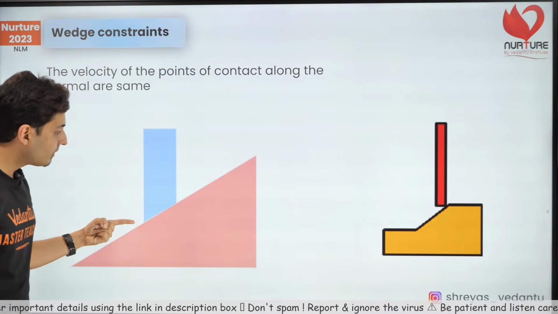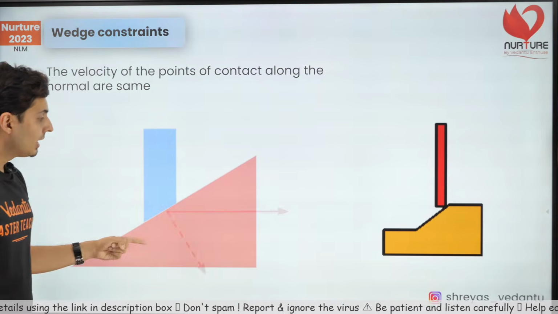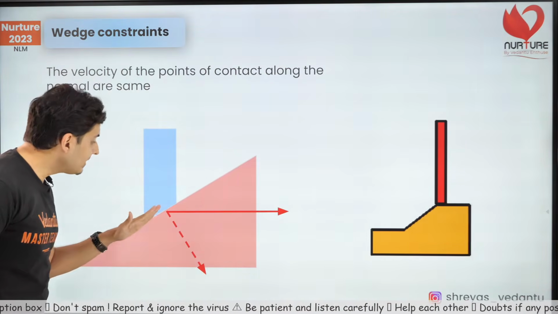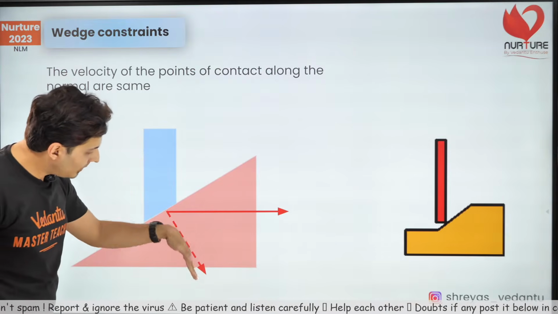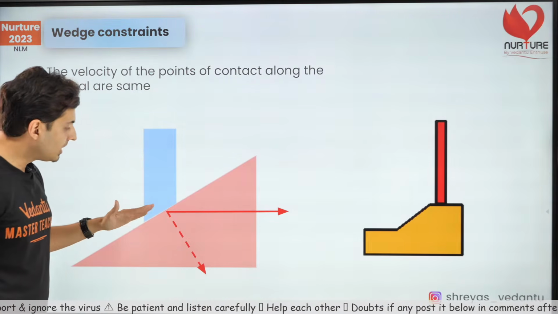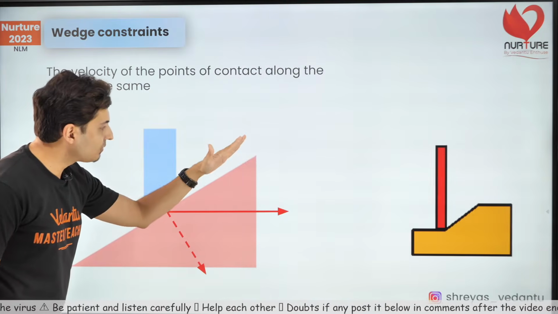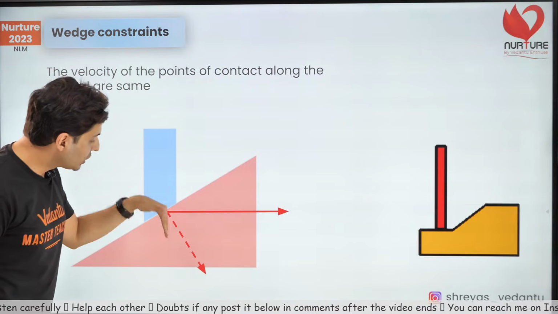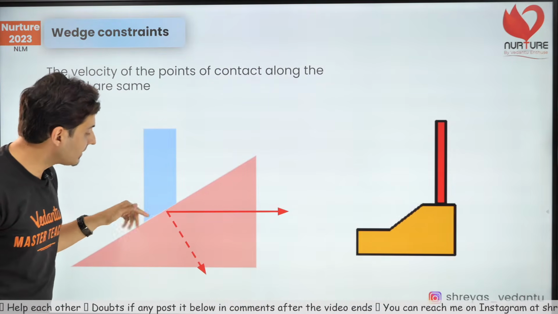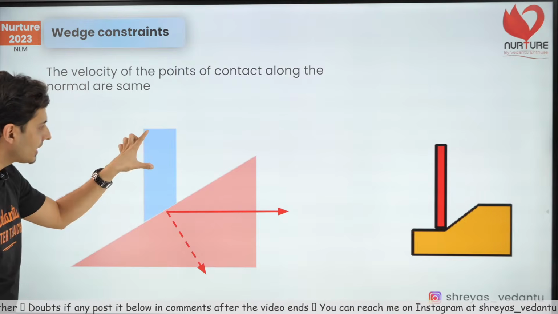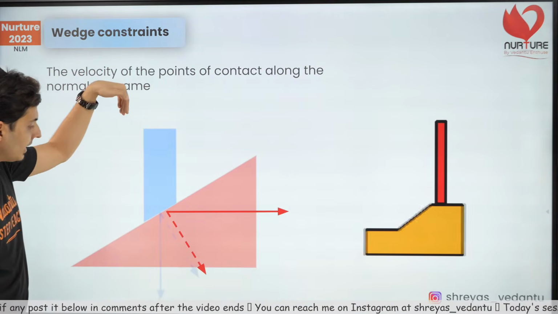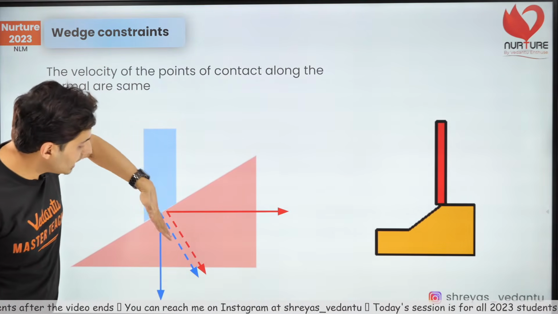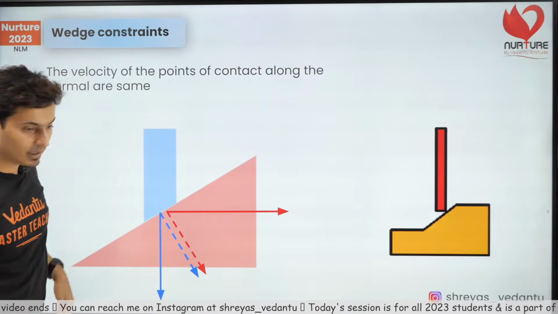So this red object which moves that way has two components of velocity. One is along the incline, one is perpendicular to the incline or perpendicular to the surface of contact. Similarly, the blue object is moving down. So that velocity again has a component perpendicular to the incline and along the incline.